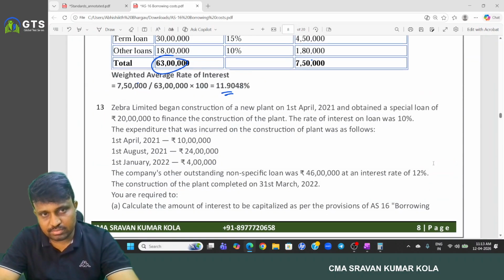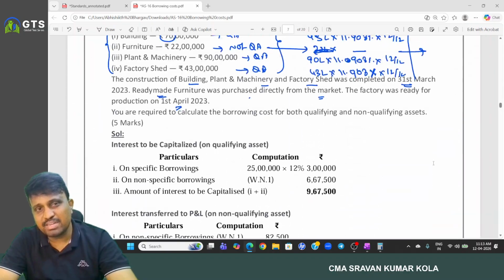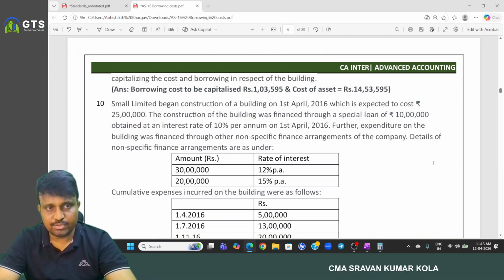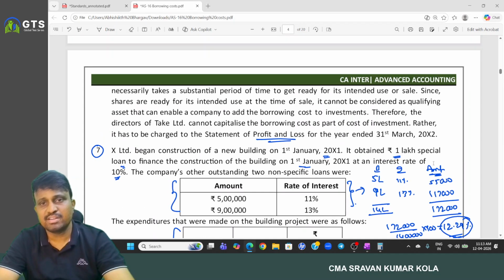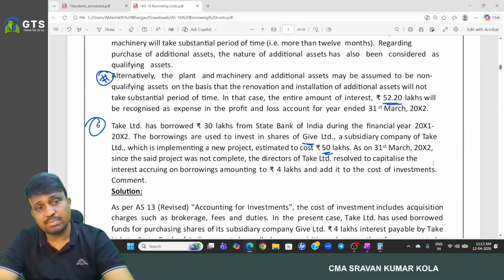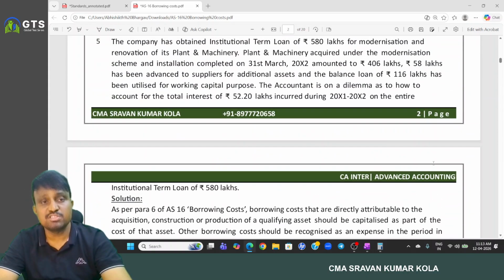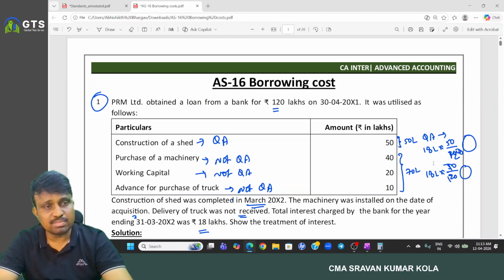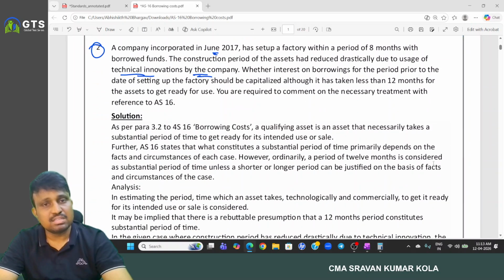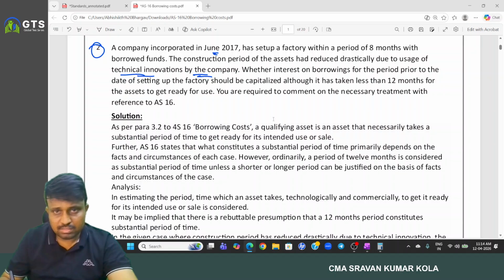And I have one question. Means during some temporary delay due to the strikes, we have some temporary delay. But during that period, they are doing some administrative work. So we can't stop the capitalization of the borrowing cost. We can use it.